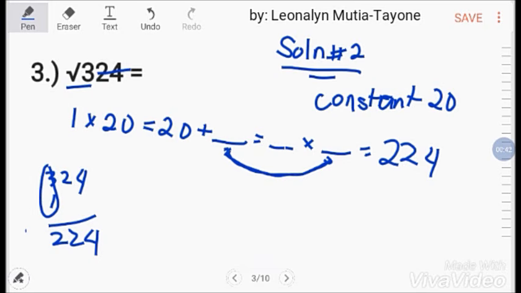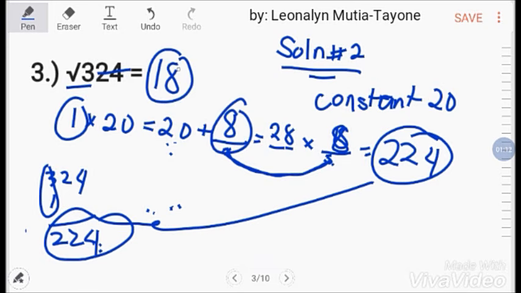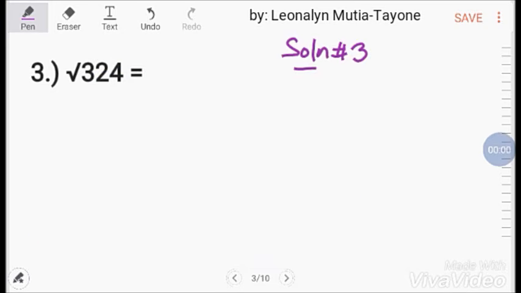Para ma-estimate mo kung ano yung parehong ilagay mo dyan, 224 divided by 20, that's around 11, masyadong mataas. So, 224 divided by 25, that is 8 something, so, lagay natin ng 8 dyan. 20 plus 8, that is 28. 28 times 8 equals 224, pareho siya. So, the answer is 18. 18 ang sagot dito.